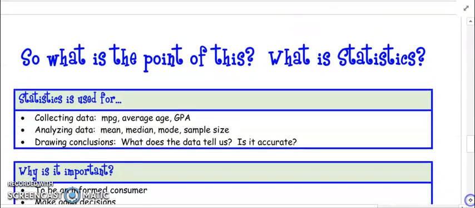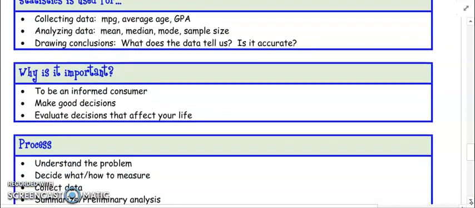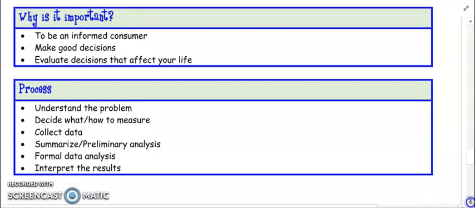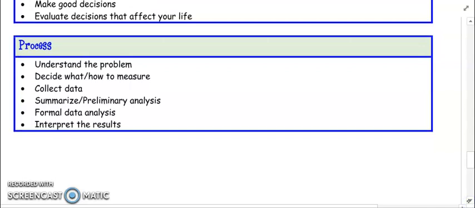All right, so to sum up some things about statistics. Statistics is used to collect data. It's used to analyze data. We're going to focus a lot on mean, median, and mode. And it's also used to draw some conclusions. Why is it important? Well, it's important to be an informed consumer, to make some good decisions, and to evaluate decisions that will affect your life. And then our process for this is to understand what the problem is at hand, to decide what and how we want to measure something, to collect some data, to summarize it, to give a formal data analysis, and then to interpret the results.